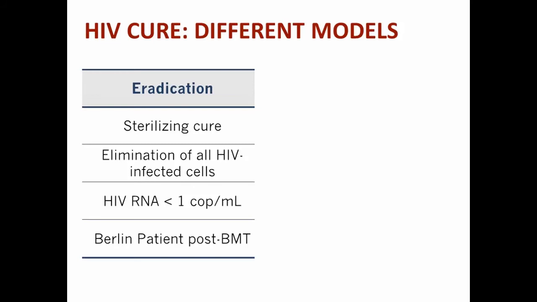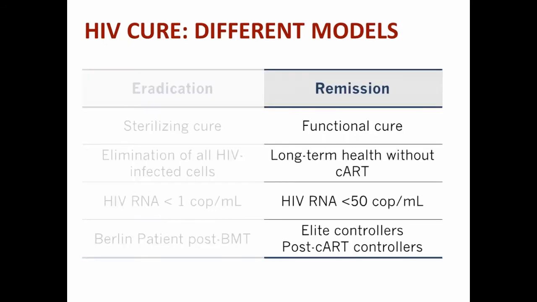How can you reach this goal? It is not very simple. Eradication means that you can invent or create a sterilizing cure in order to eliminate all the HIV-infected cells. You have to use methods to reach the viral RNA in plasma below 1 copy per ml. That means really, really undetectable. And there are examples. A very nice and very big example is the Berlin patient, and I will show you in a moment what happened in the case of the patient from Berlin, Germany.